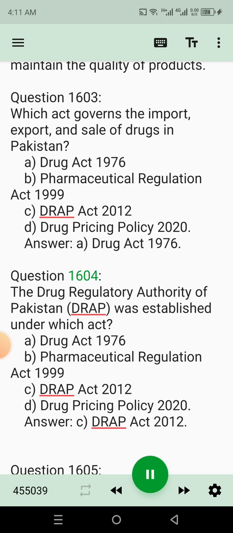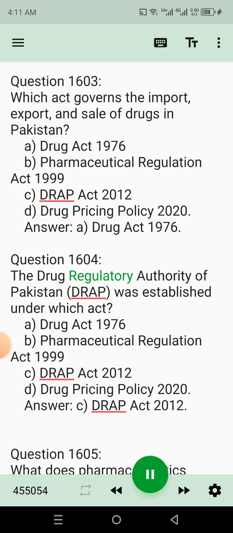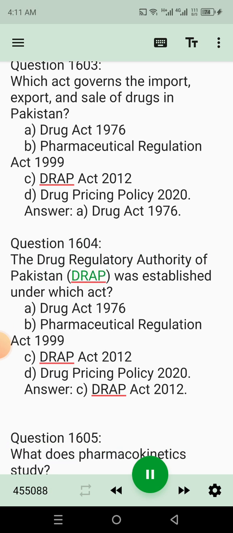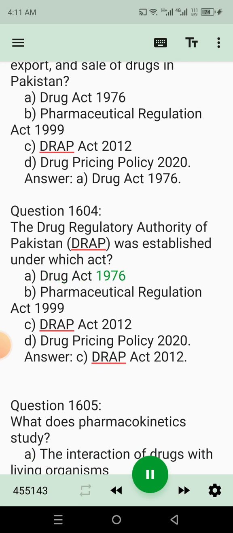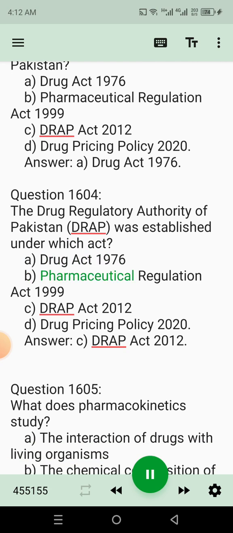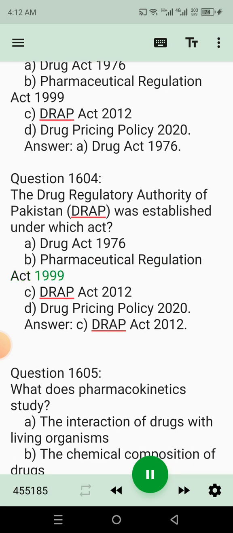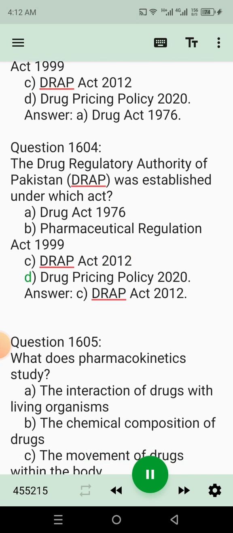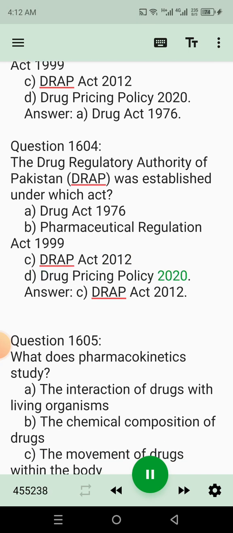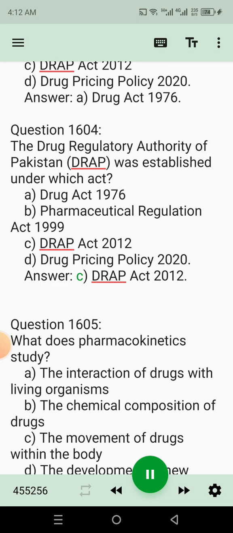Question 1604. The Drug Regulatory Authority of Pakistan (DRAP) was established under which act? A. Drug Act 1976. B. Pharmaceutical Regulation Act 1999. C. DRAP Act 2012. D. Drug Pricing Policy 2020. Answer: C. DRAP Act 2012.